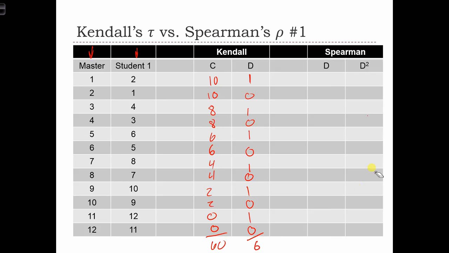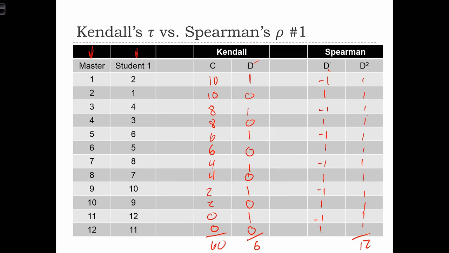Now let's compute the Spearman's rank. The D means differences. Here it means discordant pairs. So the difference here is minus 1, 1, minus 1, 1, minus 1, 1, minus 1, 1, minus 1, 1, minus 1, 1. And the D squares are just 1s all the way across. So the sum of the D squares equals 12.